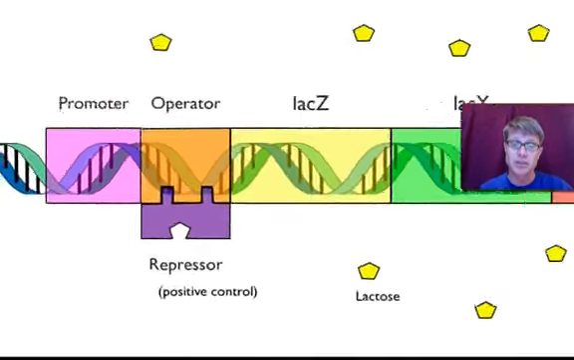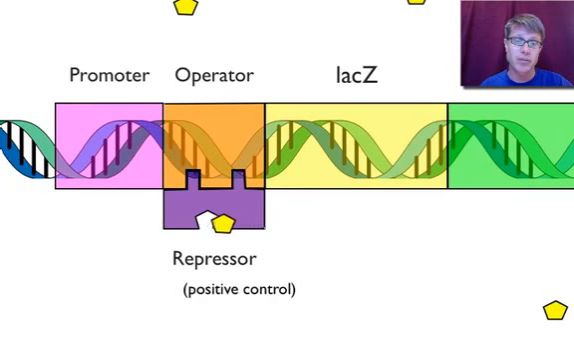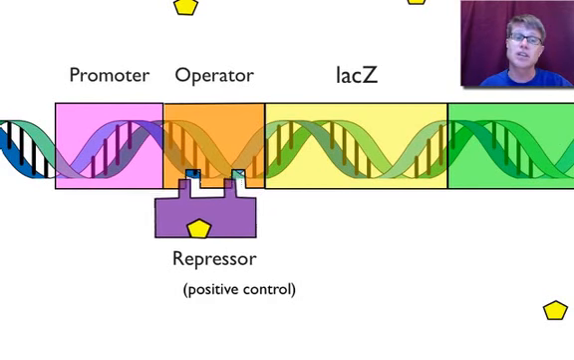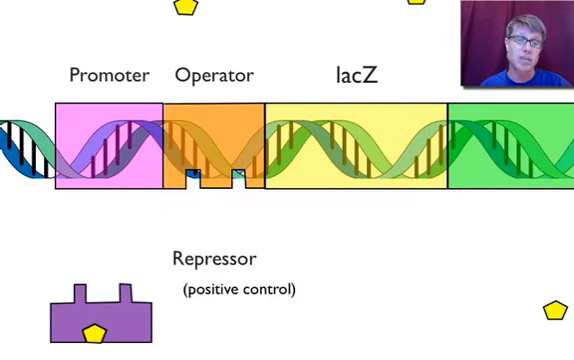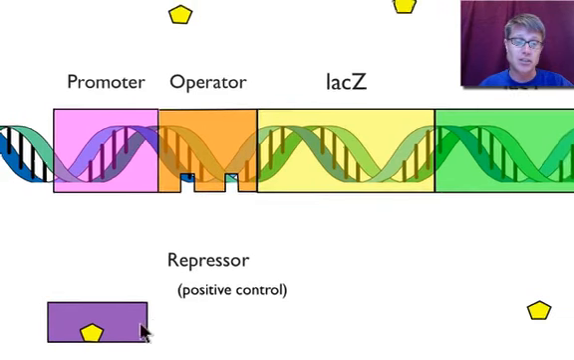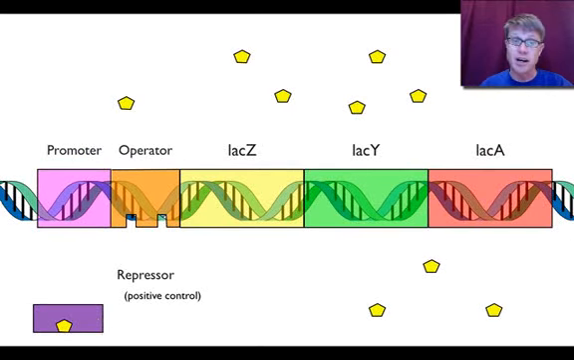The lactose, you'll notice, is going to fit perfectly into that repressor. When it fits in the repressor, it changes the conformation, or the shape, of that protein. In other words, now the repressor doesn't fit in the operator anymore. It lacks these little prongs, we'll say, that fit in the operator. So lactose is present, and the repressor is now off.